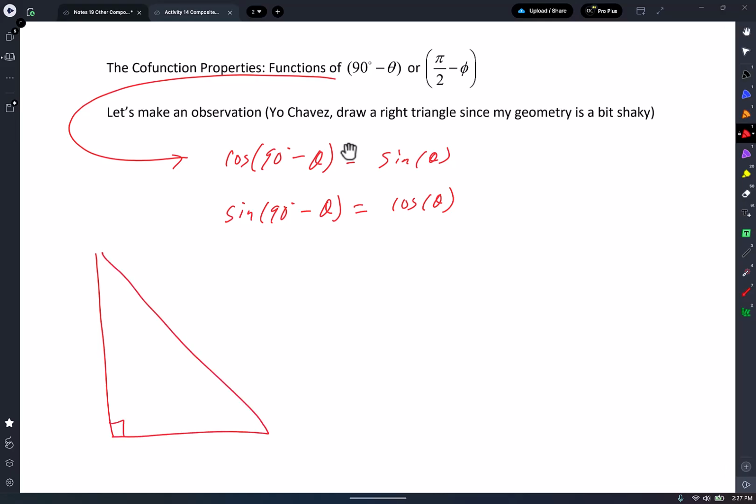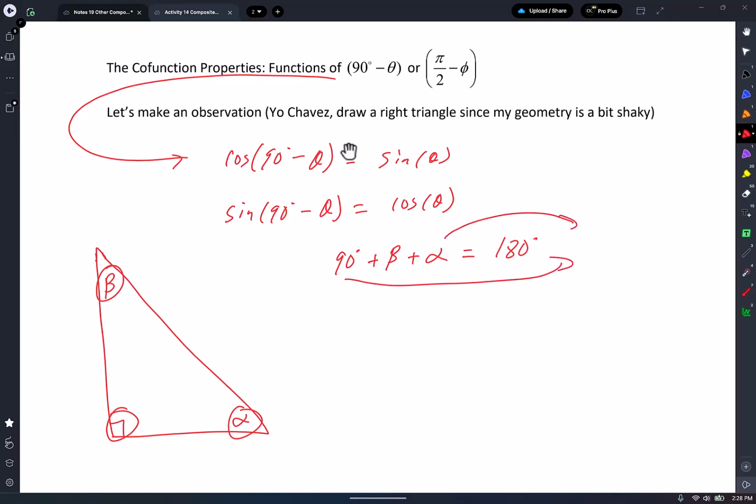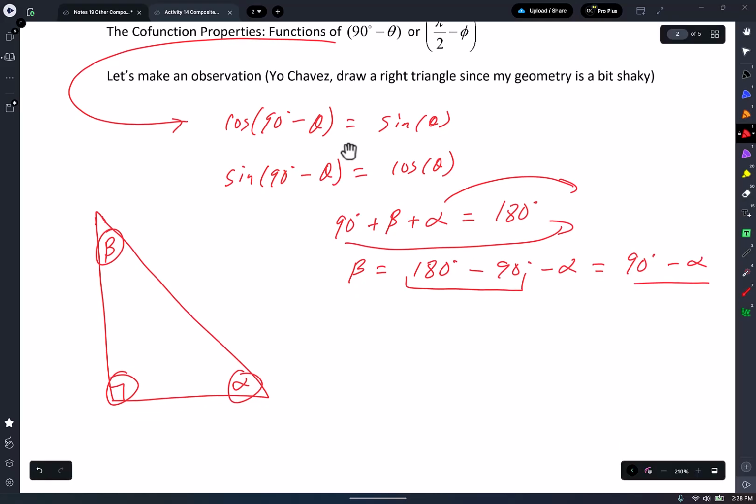Chav, what are you talking about? Let's see, alpha and beta. And all three of these angles summed together have to add up to how many degrees? 180. So check it out. 90 degrees plus beta plus alpha has to equal 180 degrees. If I were to get beta by itself, so let's say I were to move this to the right and that to the right, we'd have beta equals 180 degrees minus 90 degrees minus alpha. And then 180 minus 90, that's just 90 degrees minus alpha. Chav, how does this prove that? Well, let me show you guys.